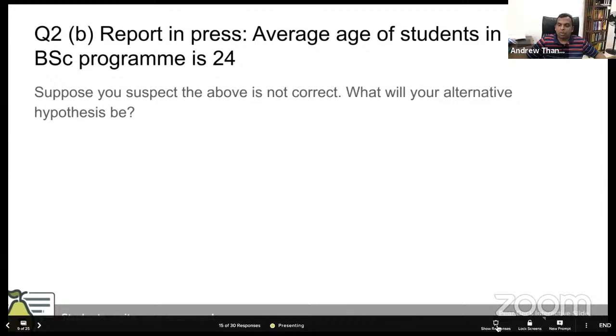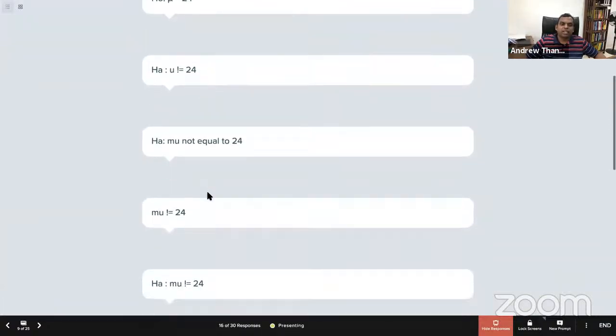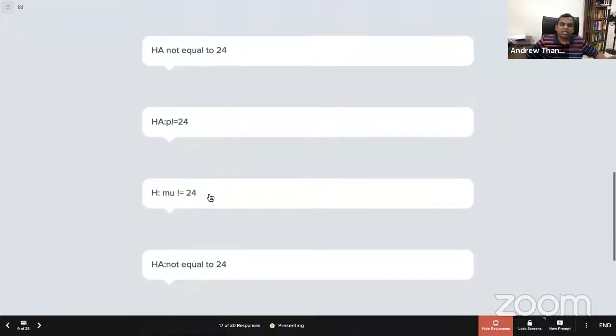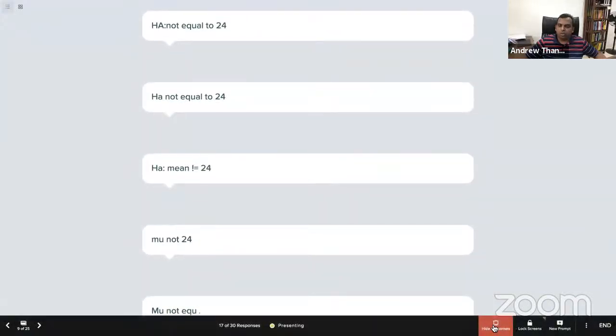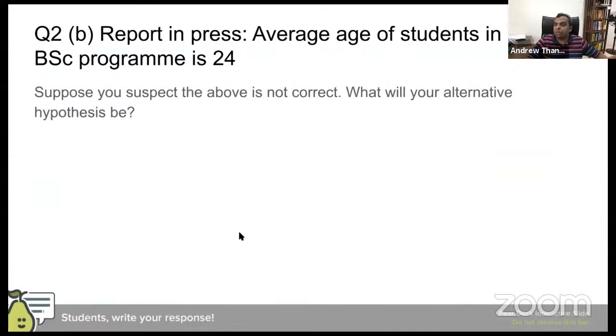Already so many people have responded. I think it's not good to say greater than or less than. It's good to say not equal to 24, right? So mu equal to 24 versus mu not equal to 24. Good, a lot of people have got not equal to 24. So this is going to be a two-sided test. A two-sided test will have a different type of type 1 error probability calculation, and a different type of power calculation. We typically don't do power and all that for a two-sided test, but at least the type 1 error probability is a little bit different, right? You can go both ways.